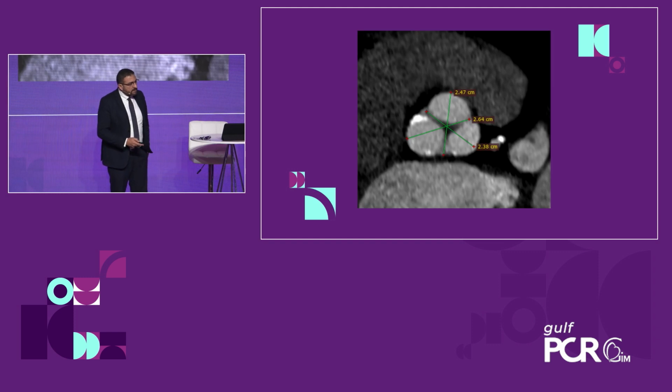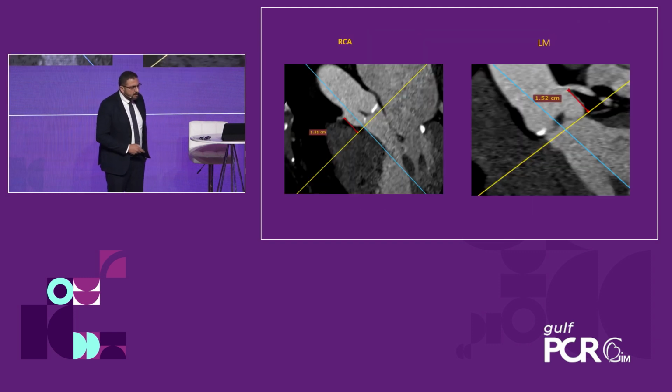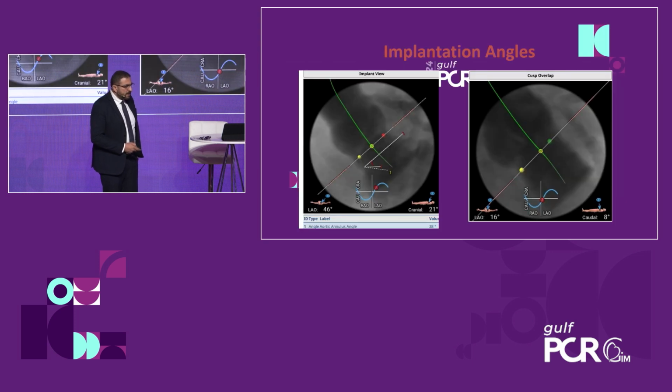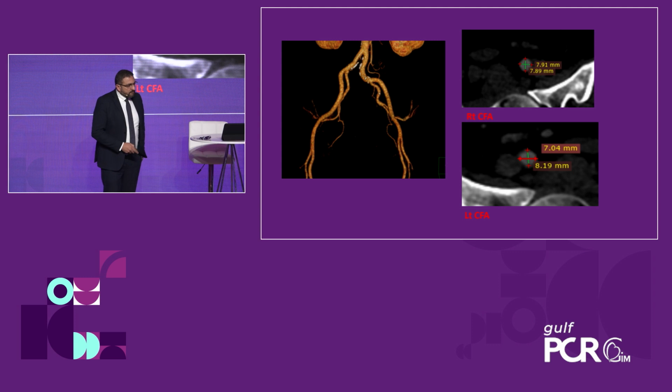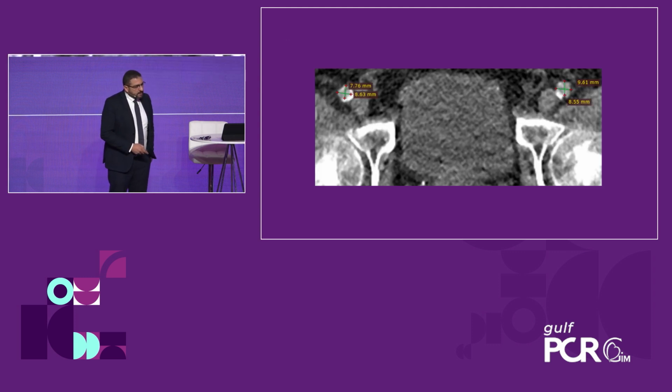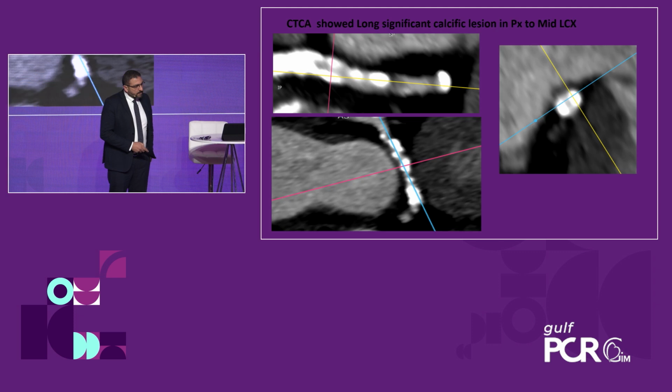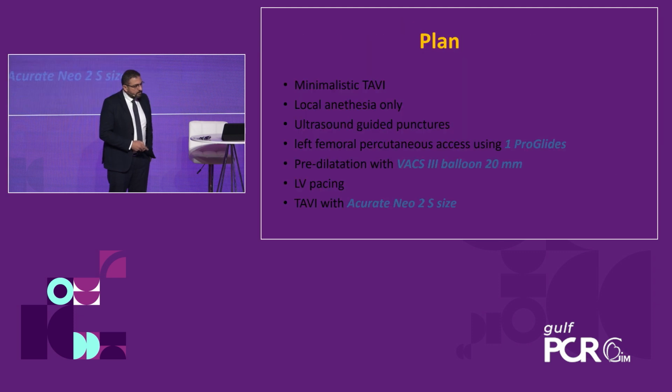She had a small sinus of Valsalva as well. Coronary ostia were fine, and these were the angles of implantation: the coplanar view and the cusp overlap view. Her axis was fine on both sides, and this was the assessment of her coronaries. We did her coronary angiography, which showed a patent stent.